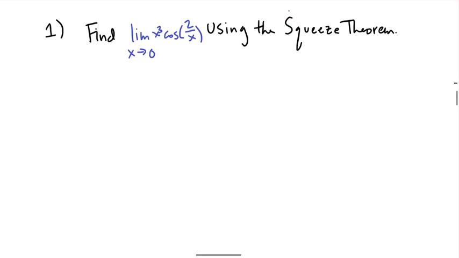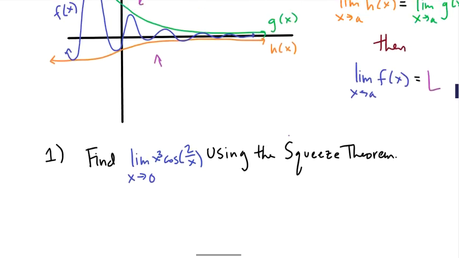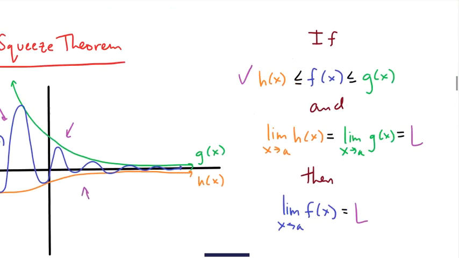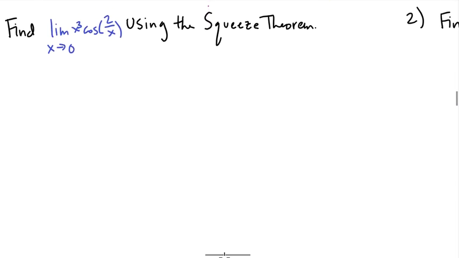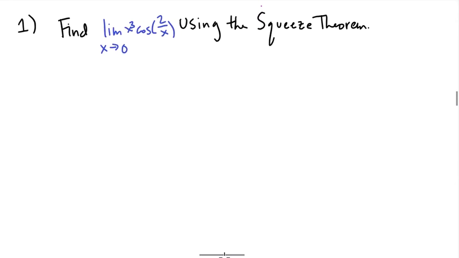So our first example is find the limit as x goes to 0 of x cubed cosine 2 over x using the squeeze theorem. The first thing I'm going to do whenever I have a squeeze theorem problem is try to find out what my upper and lower bound functions are. So what is my h of x going to be and what is my g of x going to be? The way I do that is I first bound the base function that makes up this limit. The base function, which is basically what everything is added onto, is going to be cosine 2 over x. That's the root, the main part of the function.